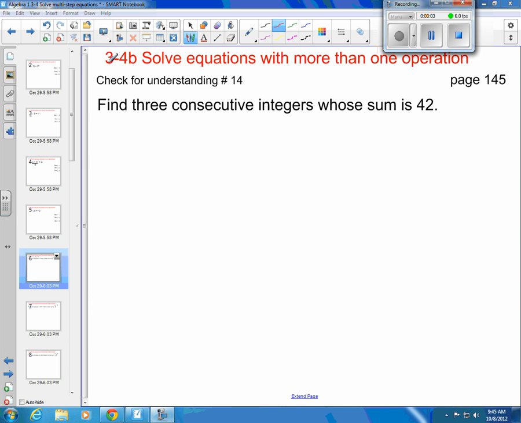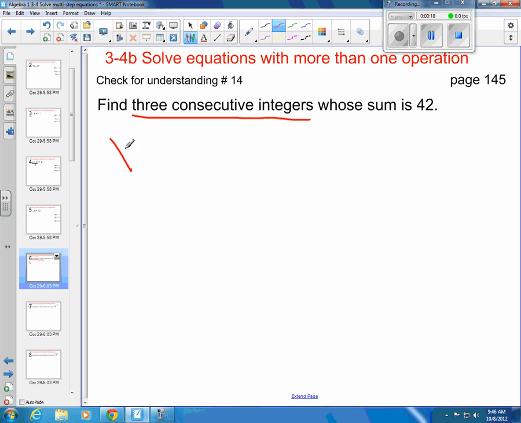This is an Algebra 1 problem. This is Chapter 3, Section 4, and I'm going to go over how to solve a 3 consecutive integer problem. So, 3 consecutive integers sounds really hard and confusing, but it just means we've got 3 numbers in a row.